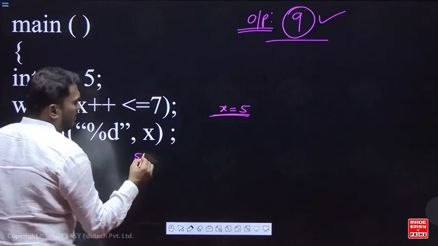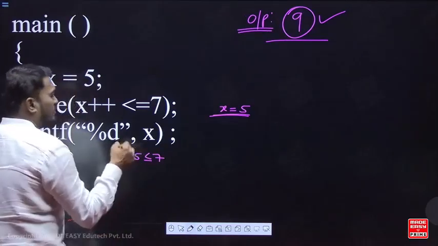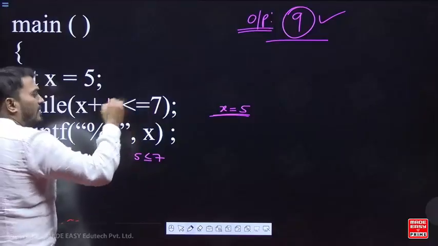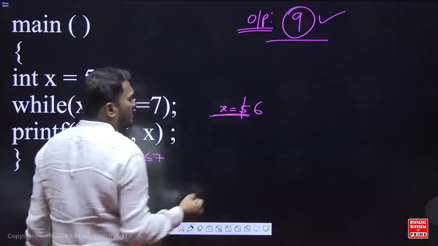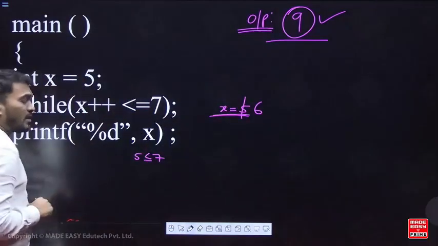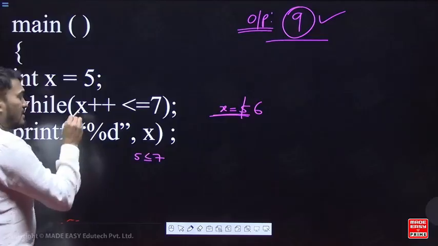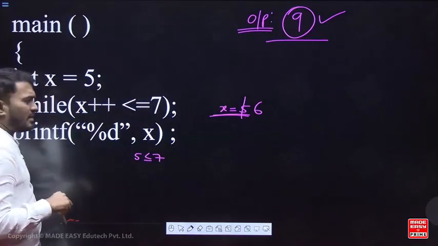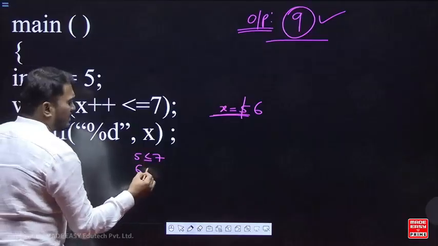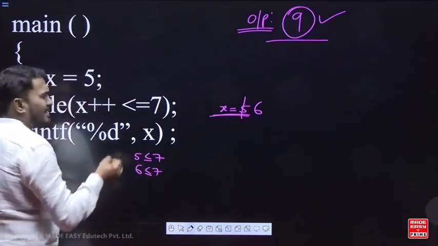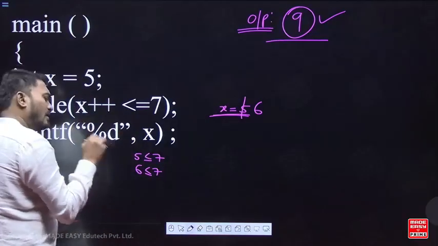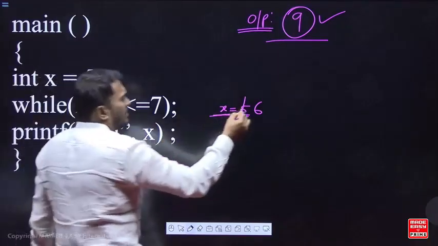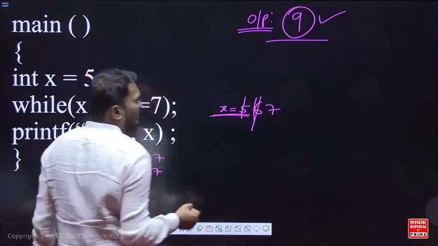True or false? 5 less than or equal to 7, true है. True है तो इसी में घूमेगा, मगर इसके बाद क्या होगा? 6 होगा, because you are having post increment. 5 से compare करें तो true है, तो इसी में घूमना है, post increment है, that becomes 6. And now you compare with 6. 6 less than or equal to 7, true or false? Again true only. It will rotate in this only, but it becomes what? 7. That becomes 7.